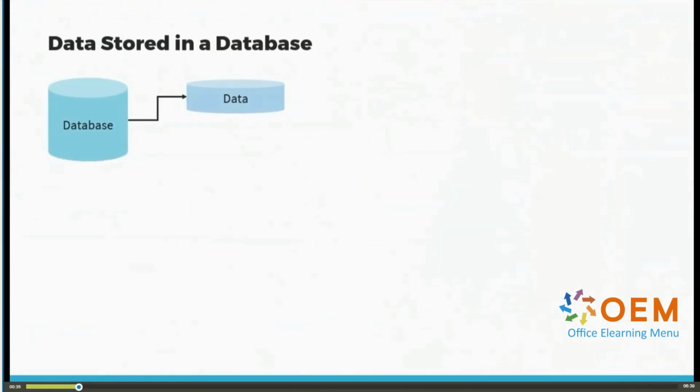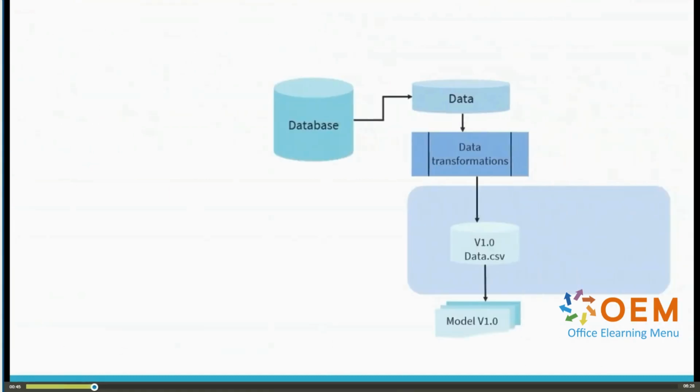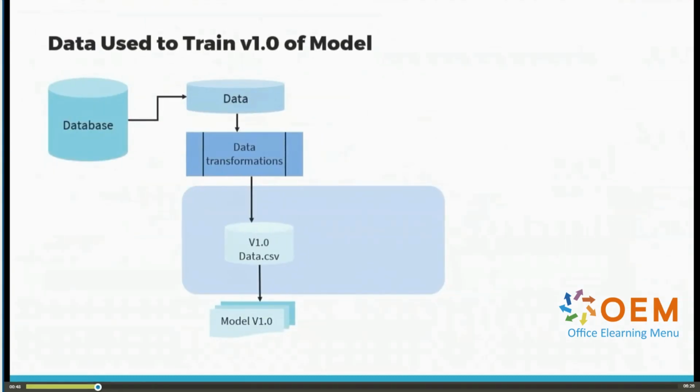Let's see how DVC can be applied to the standard machine learning workflow. Consider an example where the data that's going to be used in training the machine learning model resides in a database. This data is going to be used to train version 1.2 of the model. So there will be a set of data transformations. That transformed data is going to be saved in a file called data.csv. Notice how that data.csv is associated with a version number as well, and it's the same version number that is associated with the model. So here, both data.csv and the model are version v1.2.